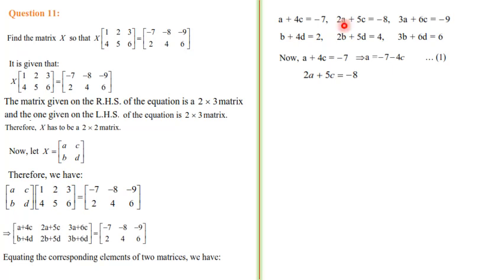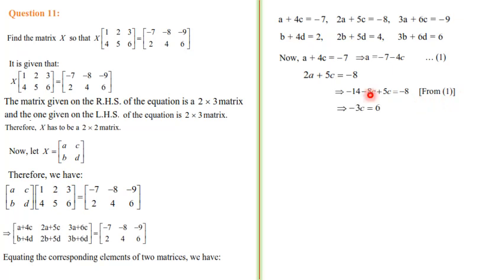Next the second equation I am taking, that is 2A plus 5C equal to minus 8, and I am substituting the value of A here. So when you substitute the value of A, it becomes 2 multiplied with minus 7 minus 4C. So minus 7 into 2 is minus 14, minus 4 into 2 is minus 8C, plus 5C that is already there, equal to minus 8. By using equation number 1 we are writing.